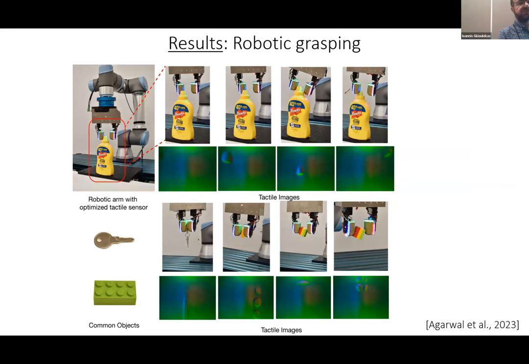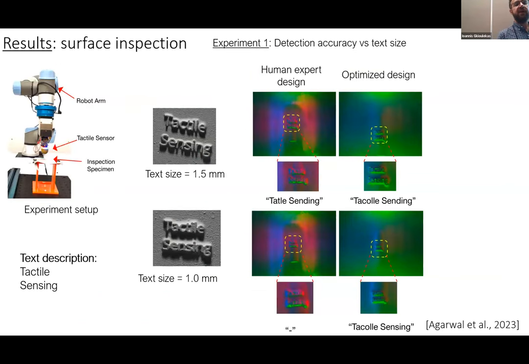So here you see cases where we use this tactile sensor to image these Legos or get very high detailed images of keys or rotate the cap of this mustard bottle, or even use the sensors to do tasks such as surface inspection. So one common application of this tactile sensing technology is to try and mimic reading inscriptions using just the tactile sensor.